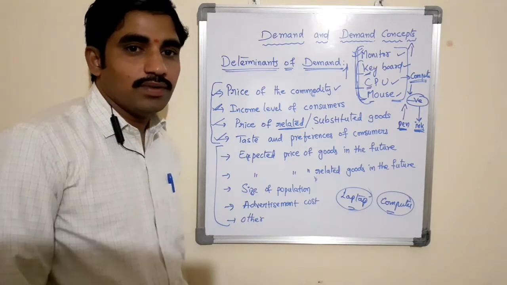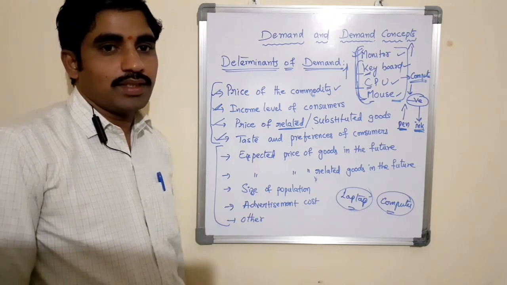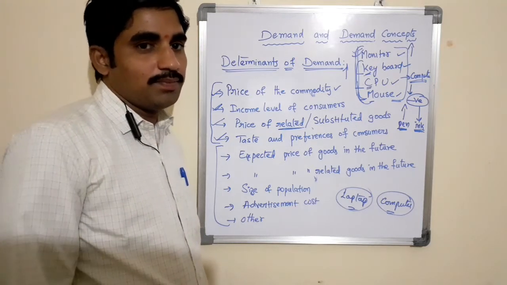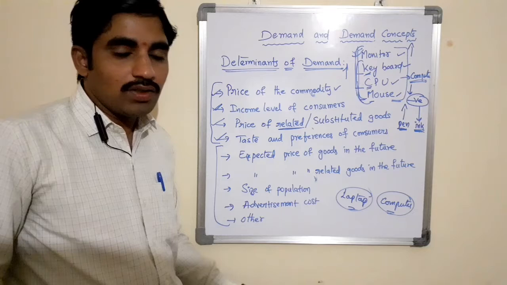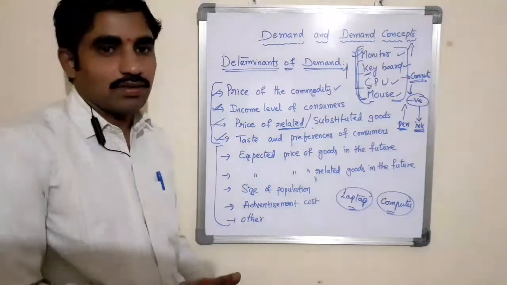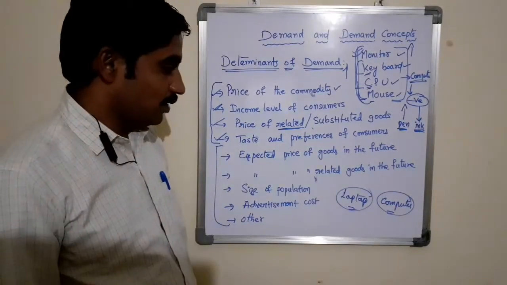Automatically there is a demand for sweets at a particular time. If I don't like them, there is no demand for sweets at that particular time. So if I want to purchase, there is a demand. If I don't want to purchase, there is no demand for that particular product.